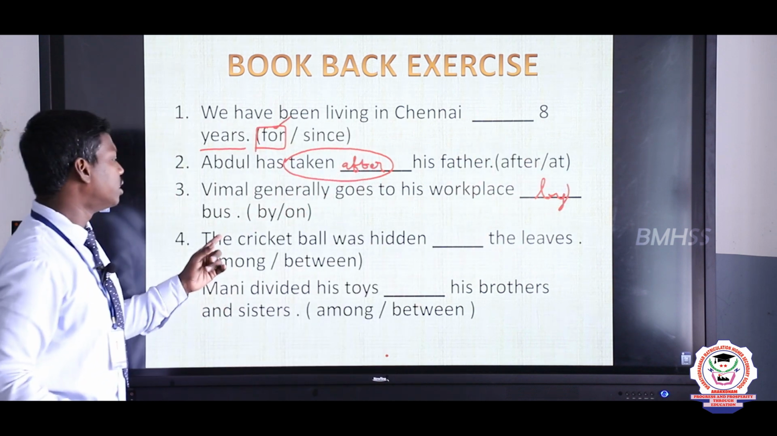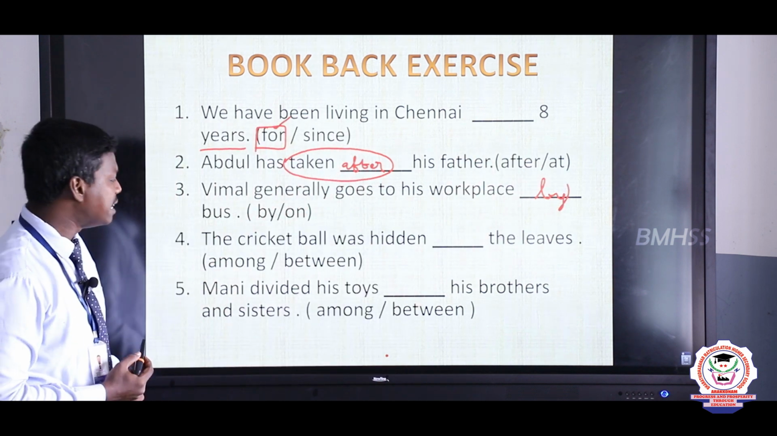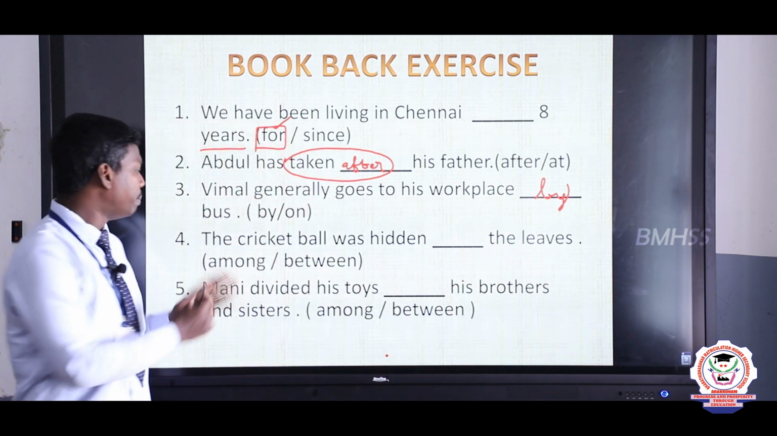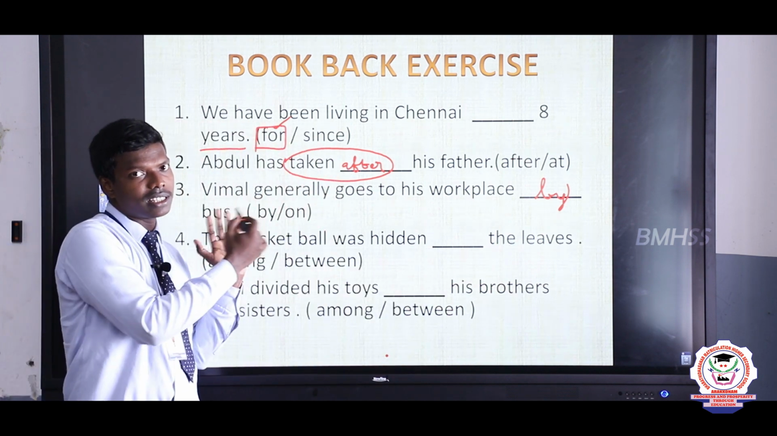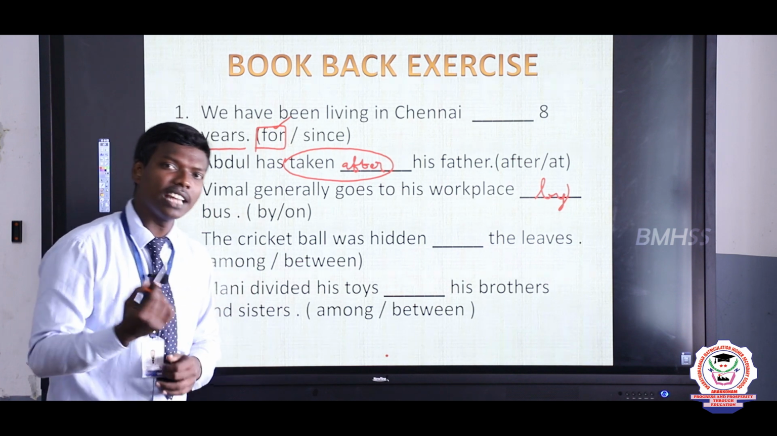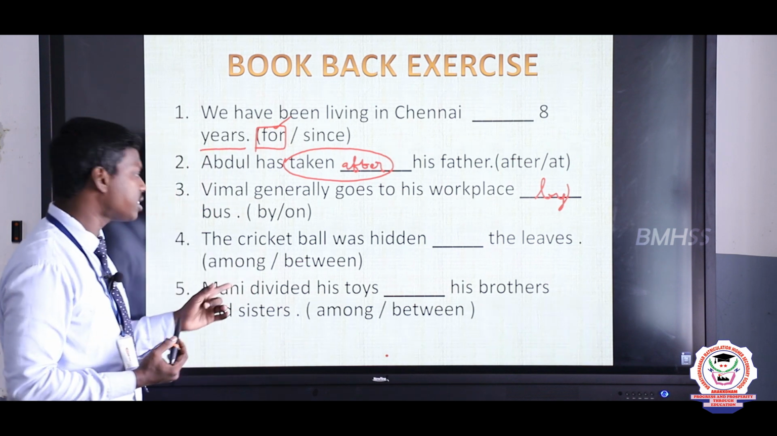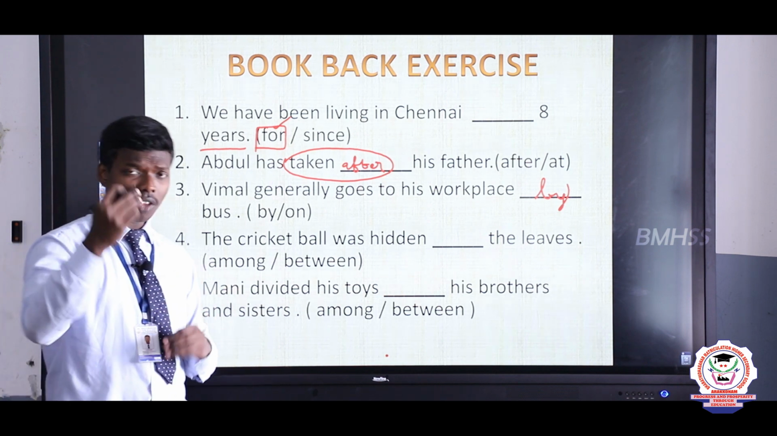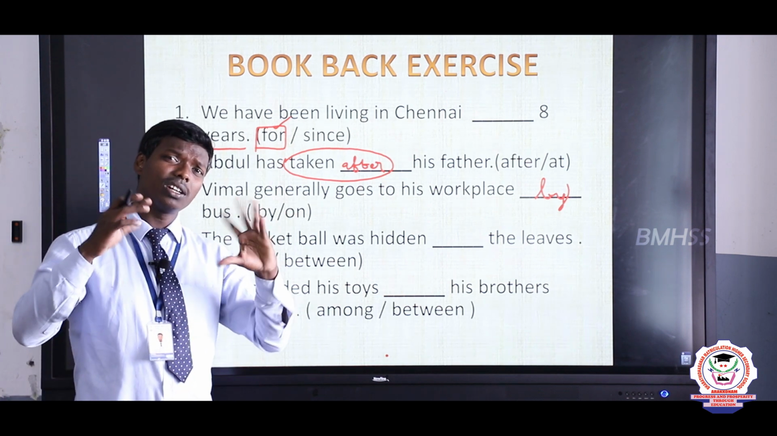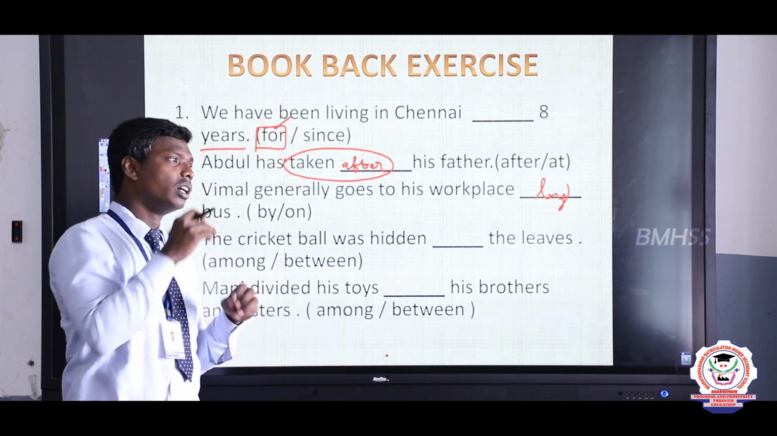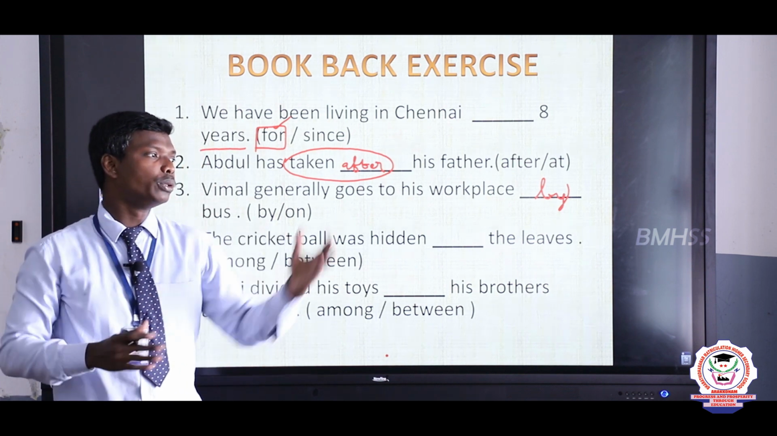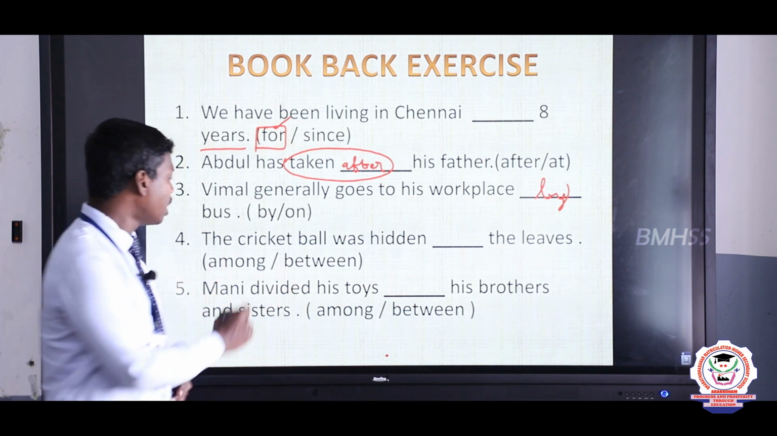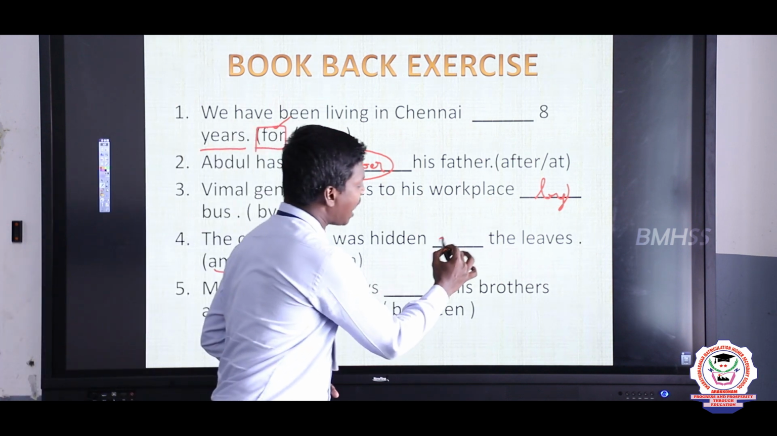The fourth one is: the cricket ball was hidden dash the leaves. Between and among, what was the usage we saw? What is the answer? Yes, tell me, Google. Between can be used for two things, and among is used when you refer to more than two things. When the ball is hit and it goes into a bushy area with a lot of leaves, there you say among the leaves. That is the answer.